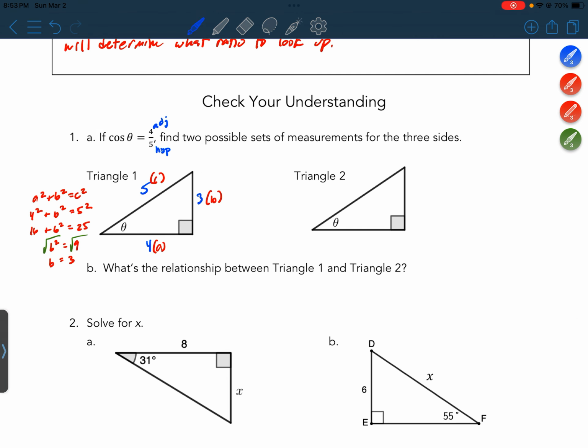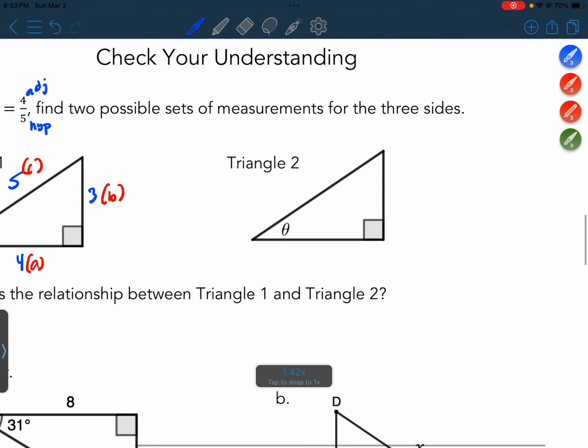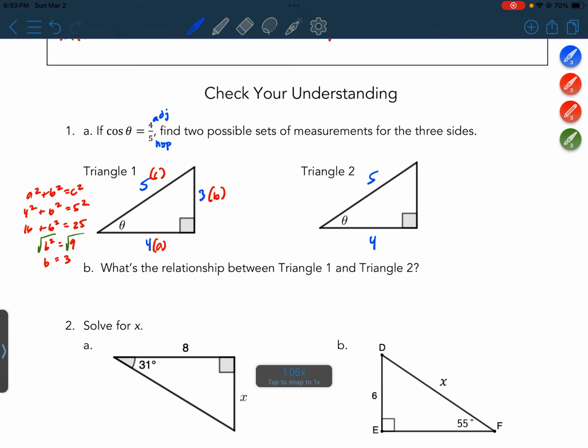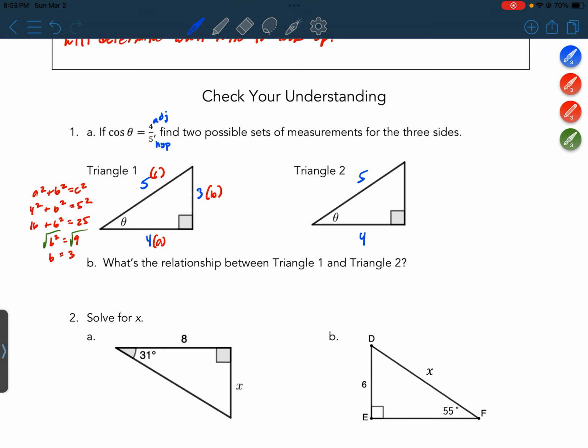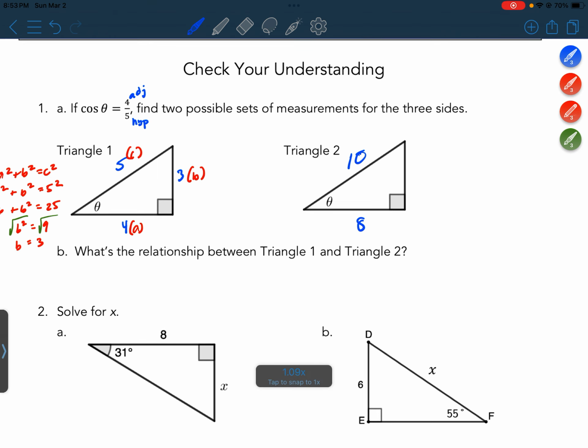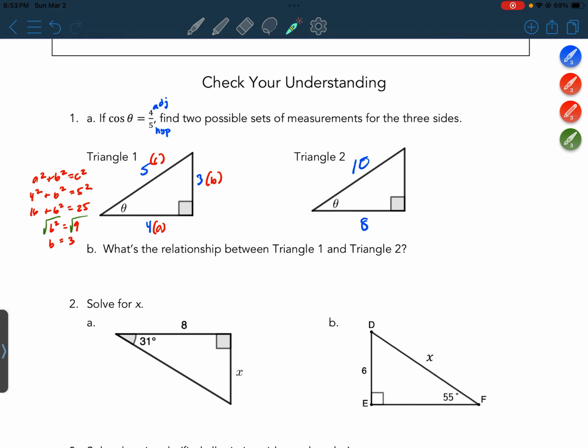All right, now for our second triangle, we want it to also have a cosine ratio of 4/5. Obviously, I can't just do 4 and 5 again because that would be the exact same triangle. So we could maybe scale up, right? And let's just choose something easy like a scale factor of 2. So then this would be 8, and that would be 10. And then we would also scale up the third side by the same scale factor of 2. That'll give us 6.